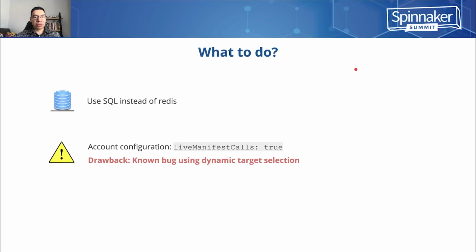So what to do? Some other tips: of course, use SQL instead of Redis because it's faster. All the transactions and the read-write operations are much faster using SQL than Redis. And finally, there's another setting at the account level. This setting is liveManifest calls. When you enable this, basically you are bypassing the cache while you are doing your deployments.